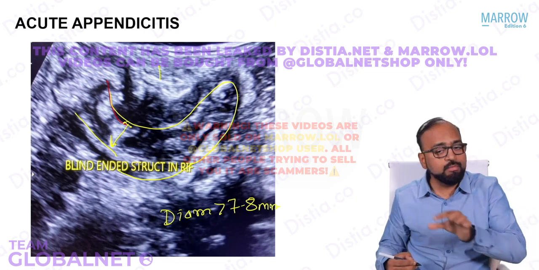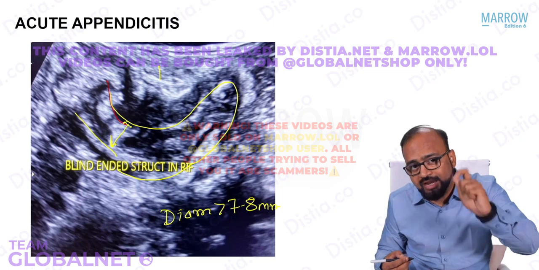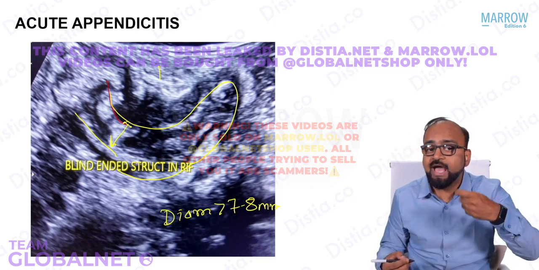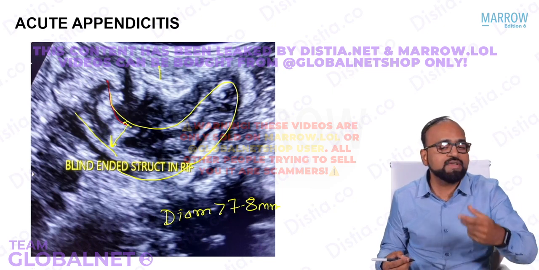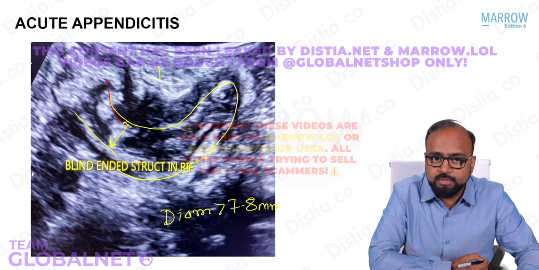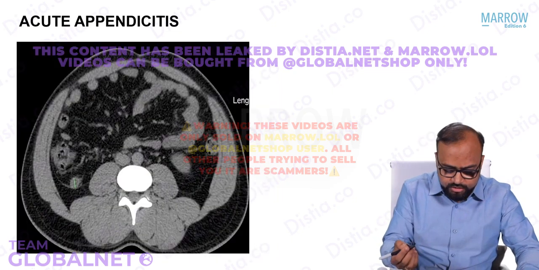The appendiceal wall may be edematous, adjacent mesentery may appear echogenic. There could be a calculus or a calcified structure within it, which is then called an appendicolith. The presence of an appendicolith increases the chances of perforation of the appendix, and hence the complication rate is increased. In adults, CT scan is considered to be the investigation of choice.